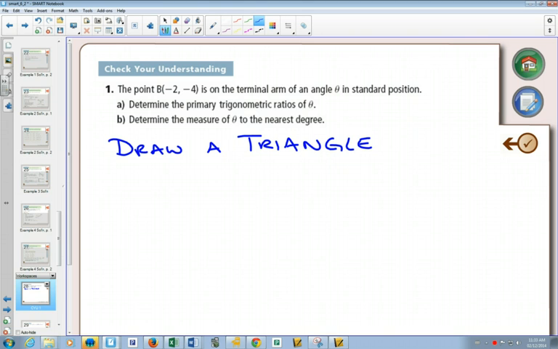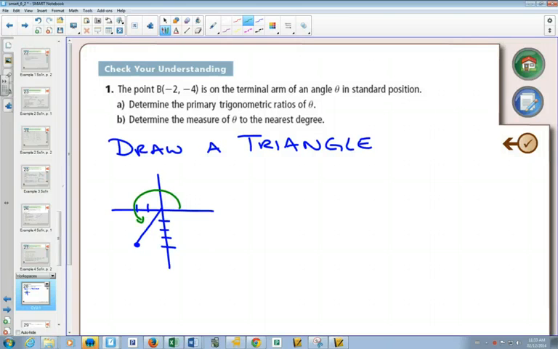So we've got a point, (-2, -4). Where is that point? (-2, -4) would be right there. You can always draw a line to that point, and this is an angle in standard position. Standard position starts from the positive x-axis and goes all the way around.